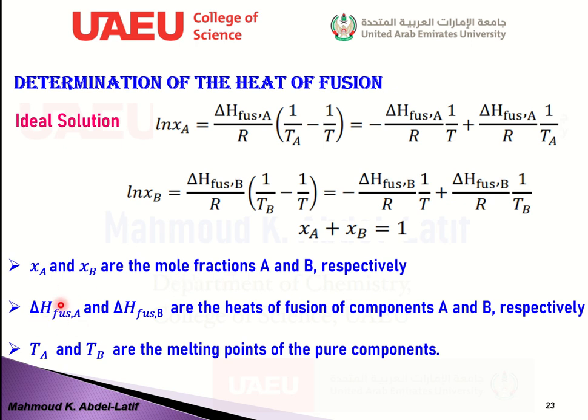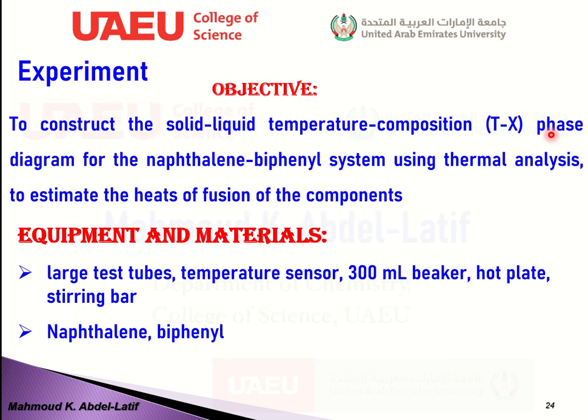Delta H of fusion with respect to A and B are the heats of fusion of pure A and pure B respectively. Ta and Tb are the melting points of the pure components. So from the curve you can get the heat of fusion, and also the boiling point of pure substances, which will be our tasks for today.